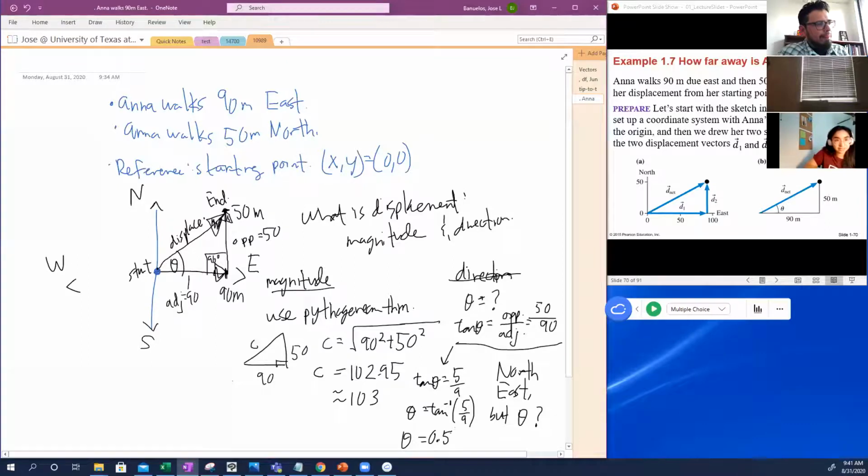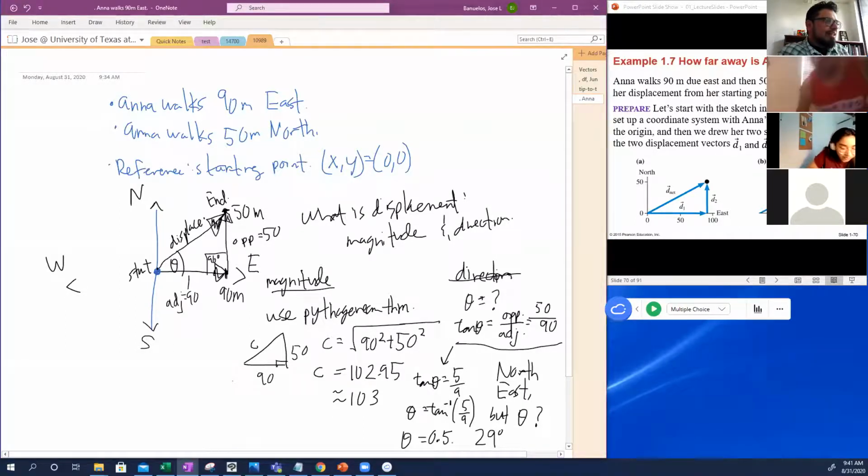Degrees. I think that might be radians because I got 29 degrees. What was the answer you got? 29 what? 29 degrees? So yeah, it is correct that the first 0.5 is probably in radians.